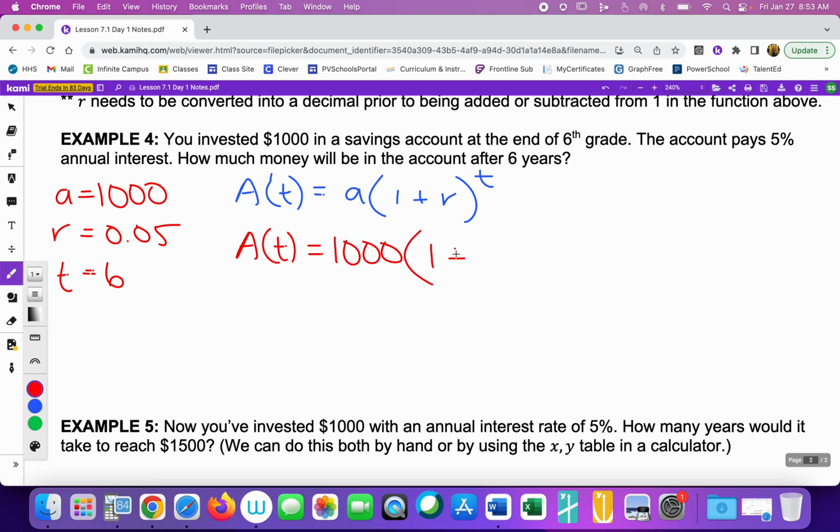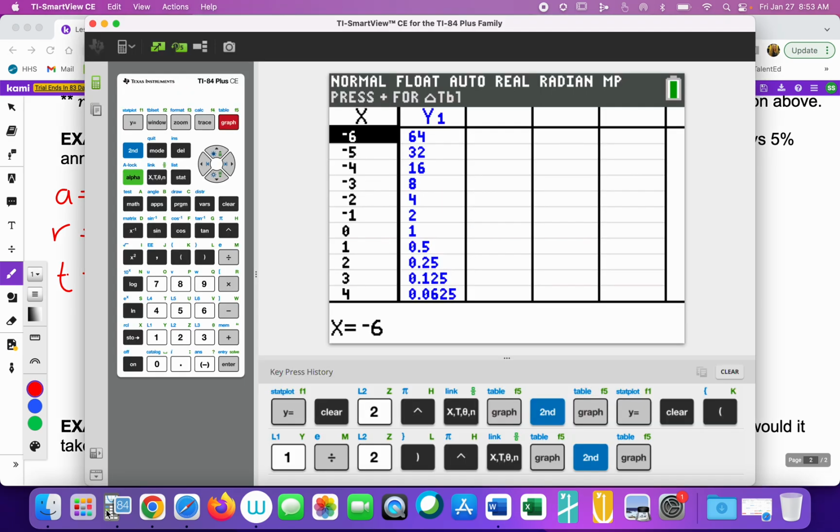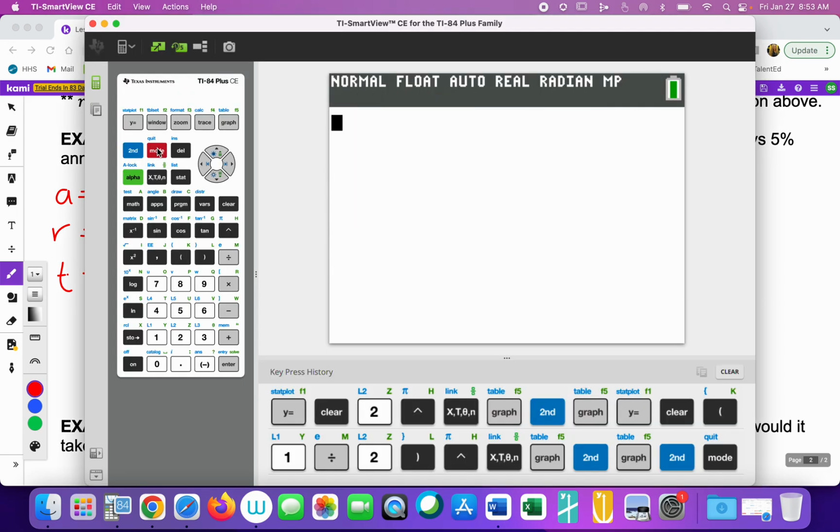Now it's 1 plus our percent. This is 6th power. Now what's 1 plus 0.05? 1.05. But could you enter it in the calculator exactly like this? Yes, because it will do the order of operations for you. Okay. So if you need to get out of here, second mode to get back to your main screen.